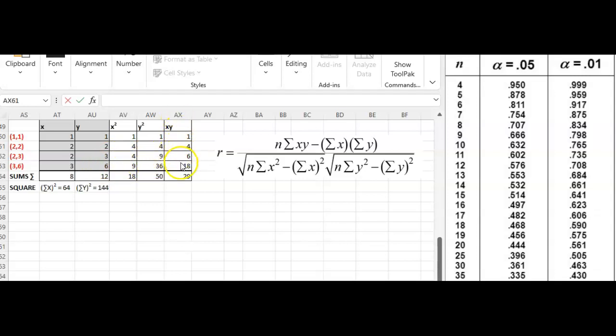And then this column is x times y. So we've taken 1 times 1 is 1. 2 times 2 is 4. 2 times 3 is 6. And 3 times 6 is 18.